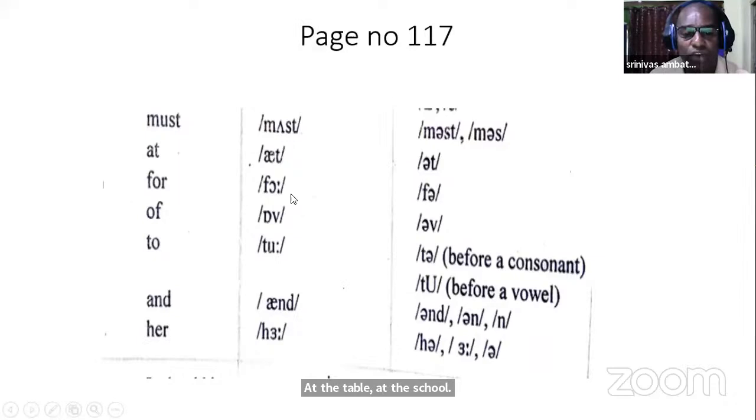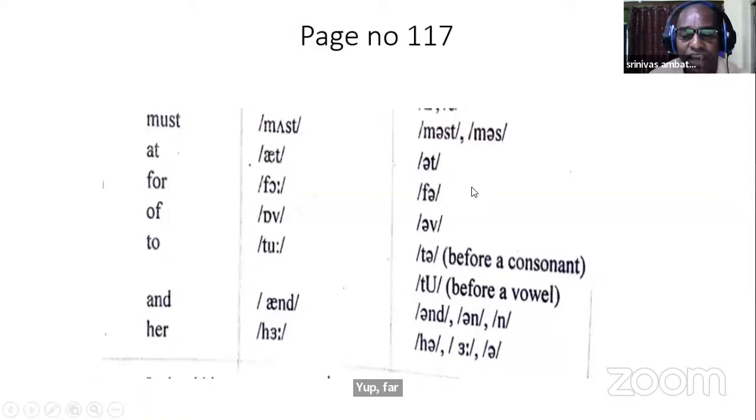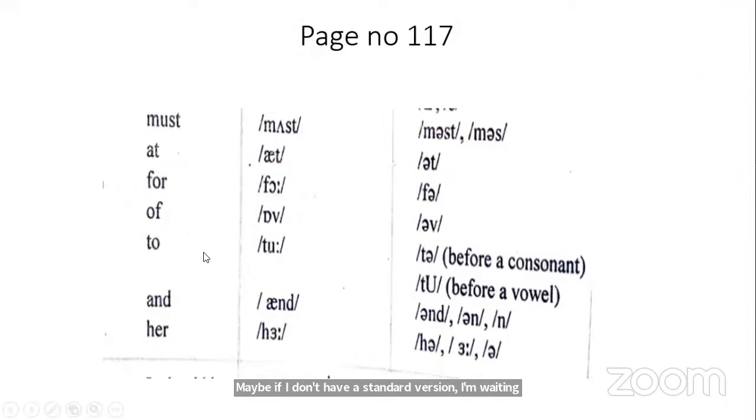"For". Here, for the strong form, there is an R. Here, no R, "for". I'm waiting for her. I don't say it fully. Maybe if I don't have a standard pronunciation, I'm waiting for bus. Not "basu". Okay? Next. "Of". There is no R. We'll have examples later. Don't worry. Next.